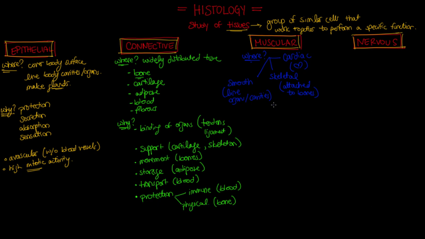And so it's going to be found, for example, lining your digestive tract, reproductive, urinary, even respiratory. And you'll also have smooth muscles lining your blood vessels. So hollow organs and structures can be lined by smooth muscle.